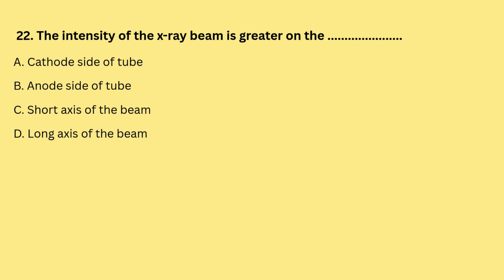99%. Number 22. The intensity of the X-ray beam is greater on A. Cathode side of tube, B. Anode side of tube, C. Short axis of the beam, D. Long axis of the beam. Answer is A, cathode side of the tube.